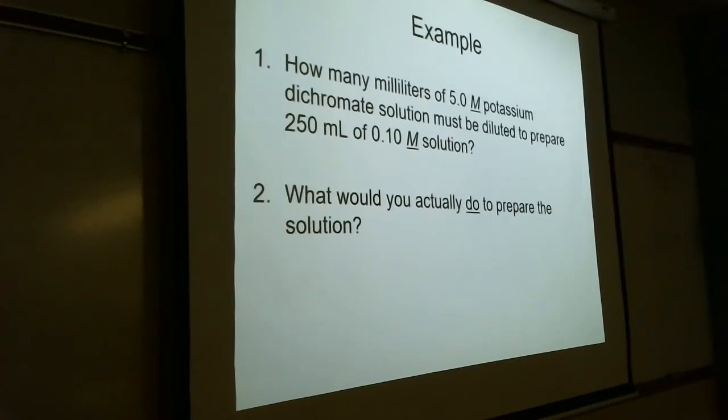So how many milliliters of 5 molar potassium dichromate? The identity here doesn't matter, right? Because we're not going to be converting it to grams or anything. Must be diluted to prepare 250 milliliters of a 0.1 molar solution.